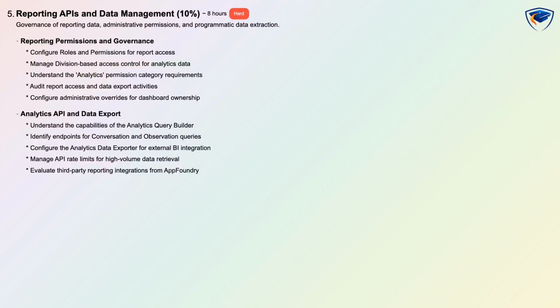Reporting APIs and data management accounts for 10% of the exam, is rated hard, requires about 8 hours of study, and includes hands-on and conceptual assessment items. Study role and permission configuration and division-based access control for analytics data, learn the analytics permission category requirements, and practice auditing report access and exports.